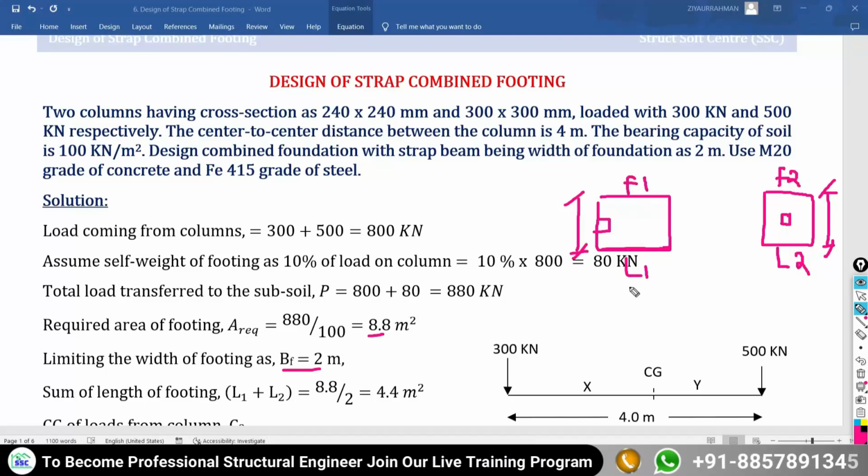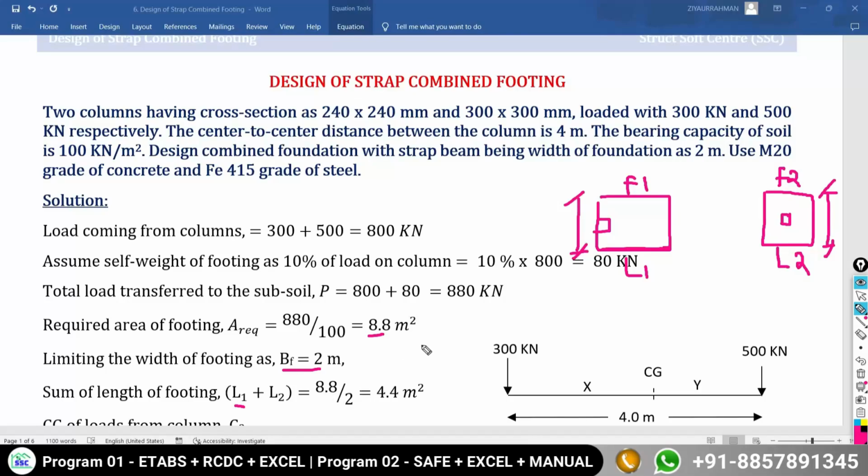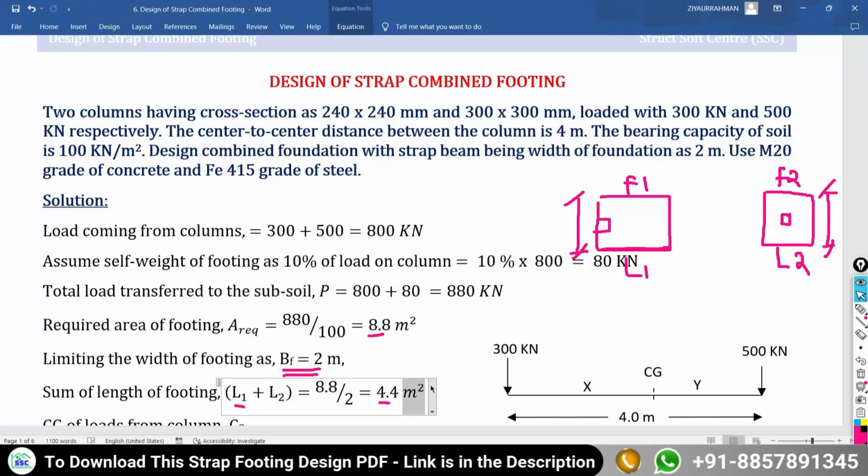L1 plus L2 is going to become the total length of your foundation. So the sum of the lengths, L1 plus L2, will equal 8.8, the total area of your footing, divided by the final width of your foundation. So it is going to become 4.4 meter square. It is not meter square, it is meter. Just correct it, it is in meter.